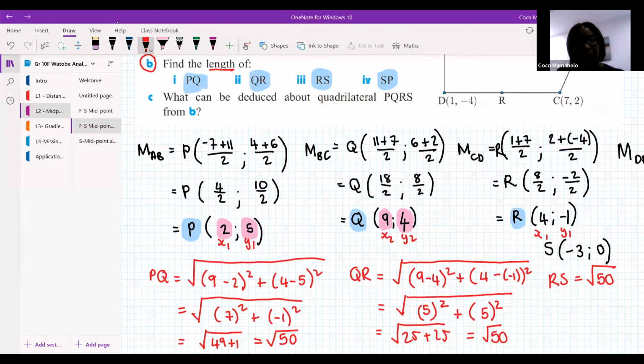Sino says, does it affect the answer if we swap the x1 and the x2? For example, when finding the length of PQ, instead of 9 and -2, we said 2 and -9. No, because look here, this is 7 squared. Hey, Sino, if I said 2 minus 9, I'm going to get -7 squared. And -7 squared is the same as -7 times -7. That negative and that negative will give me a positive answer, just like 7 times 7 would give me a positive answer. So it doesn't matter. You get to choose which one your x1 and your x2 is, or your y1 and your y2.